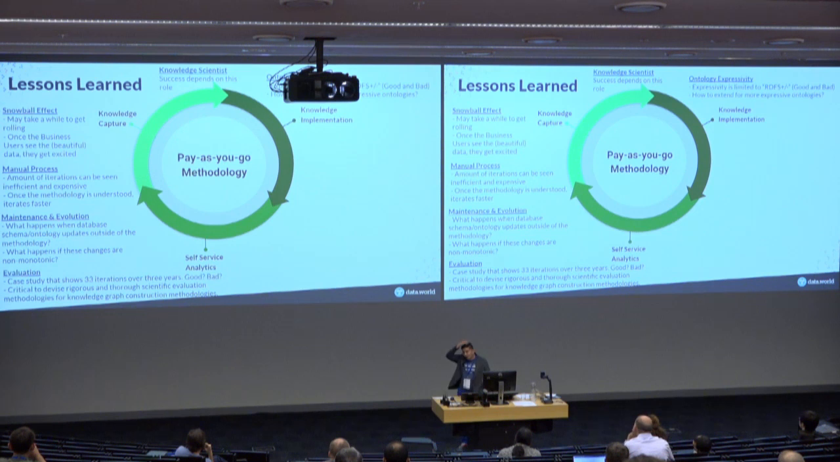What's the expressivity? What type of expressive ontologies can I do with this methodology? This is something I call RDFS plus minus. We didn't even have subproperties. We had hierarchies but no subproperties. Is that good? Is that bad? I don't know. How can we extend this methodology to do more expressive ontologies?